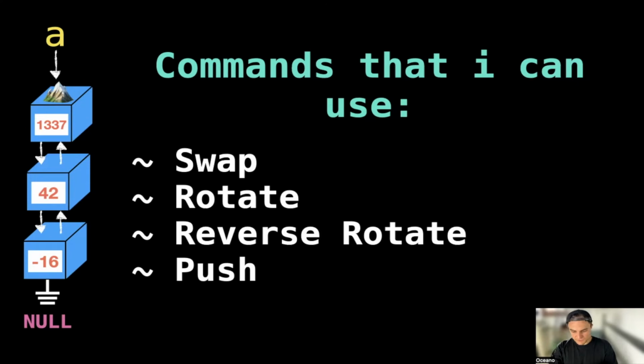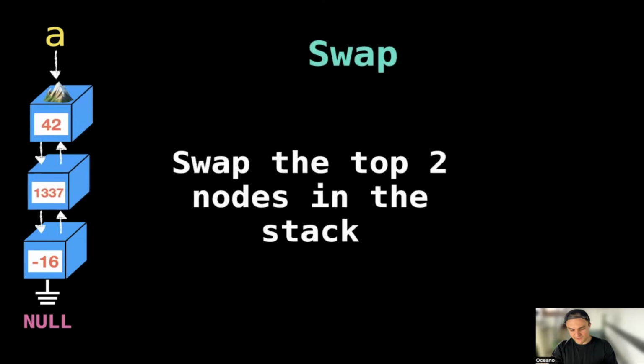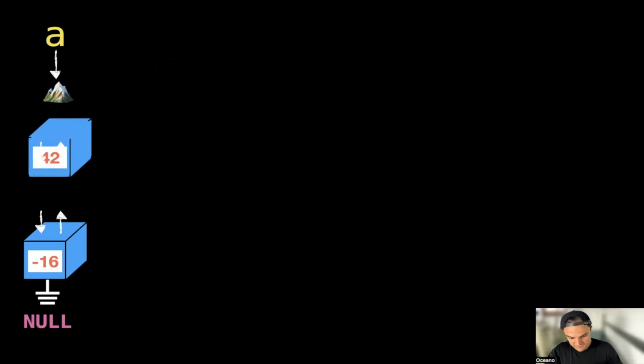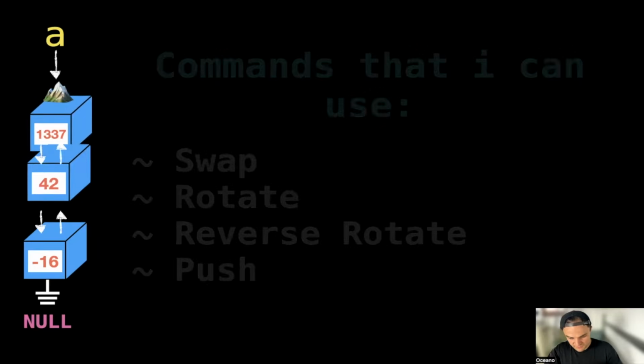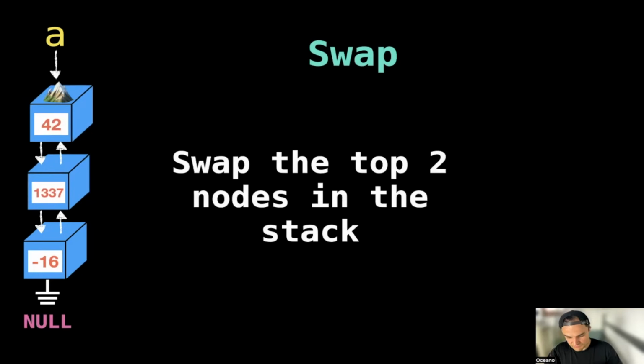So how to perform the swap? Just look carefully at what is happening now with the stack. I perform the swap. Basically, the second node goes to the first position, and the top node goes to the second position. I think it's easy, right? Easy peasy. So you swap the top two nodes like that.